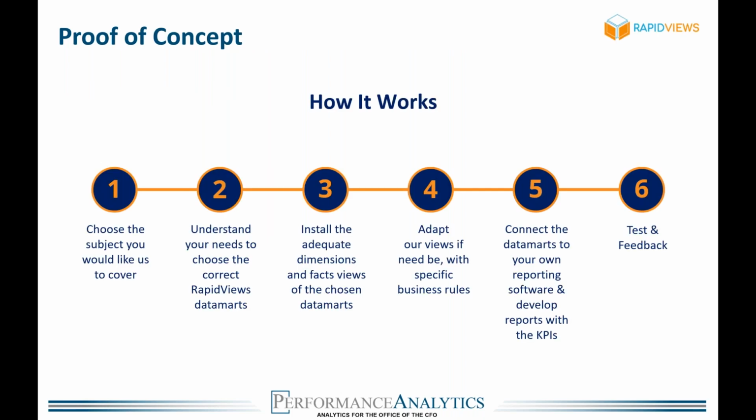All right, so how does a proof of concept work and what are the steps? You can see on the screen, we've outlined a 6-step process. Step one is to choose the use case you'd like us to cover, a report or KPI, for example, an order to cash report. We'll then understand what you want us to achieve so we can choose the correct RapidViews data marts. Then we will deploy the appropriate dimensions and fact views of the chosen data mart.